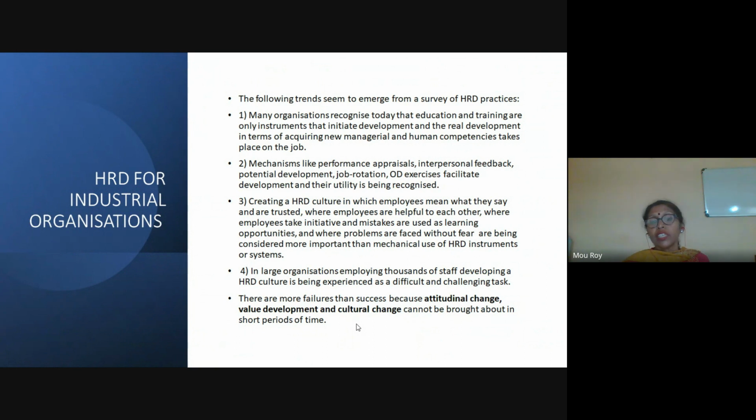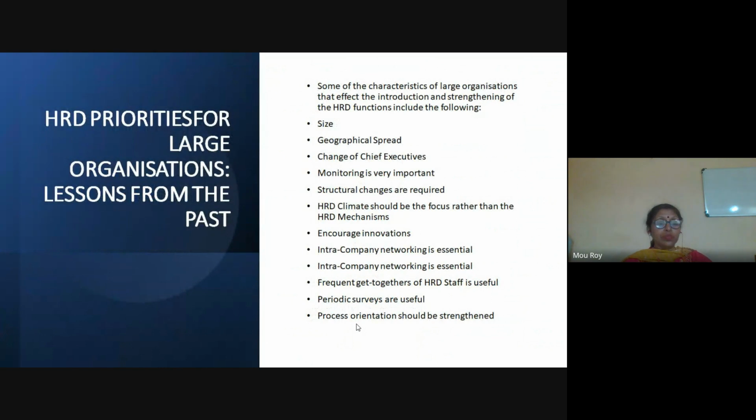In large organizations employing thousands of staff, developing an HRD culture is experienced as a difficult and challenging task. There are more failures than successes, because attitudinal change, value development, and cultural change cannot be brought about in a short period of time. We need to bring a lot of changes, but within a very short period it is not possible. So these are the HRD priorities for large organizations, lessons from the past.